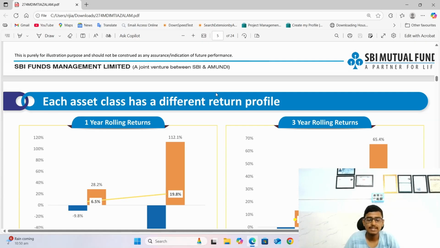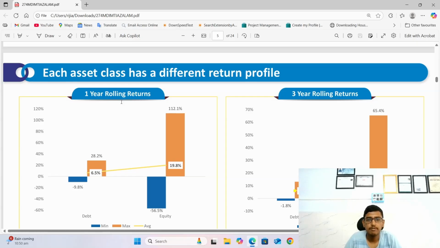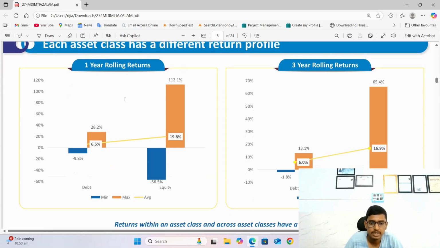Each asset class has a different return profile. If we compare 1-year rolling returns, we see that the minimum was a drawdown of 9.8% and the maximum was an upside of 28%. On average you got something like 6.5%. And this was for debt.